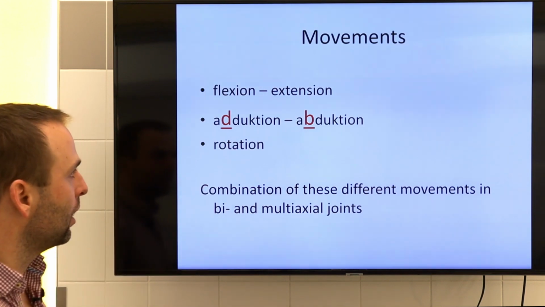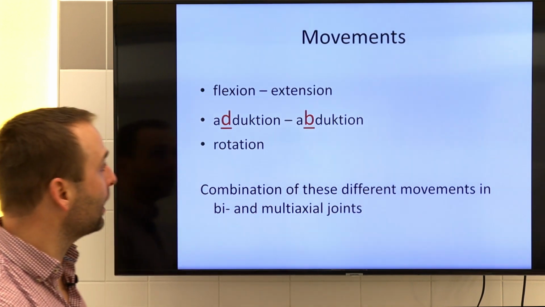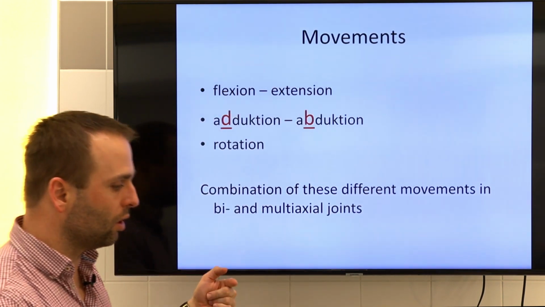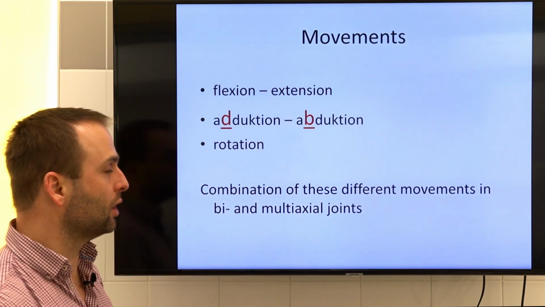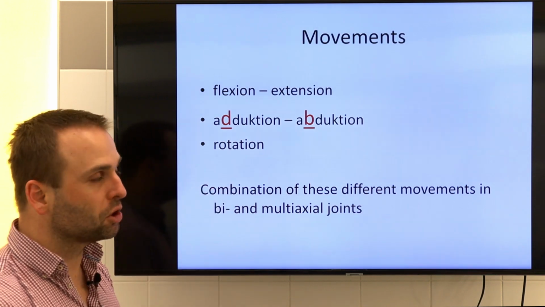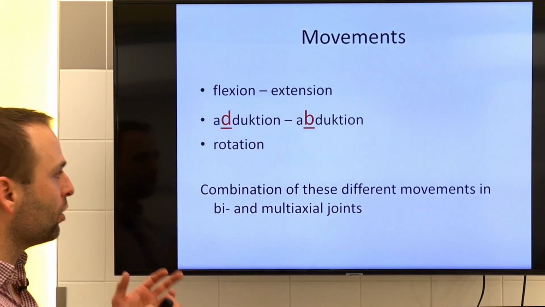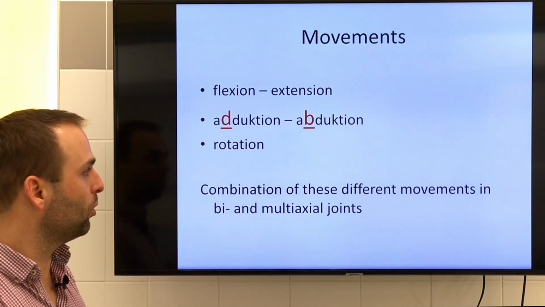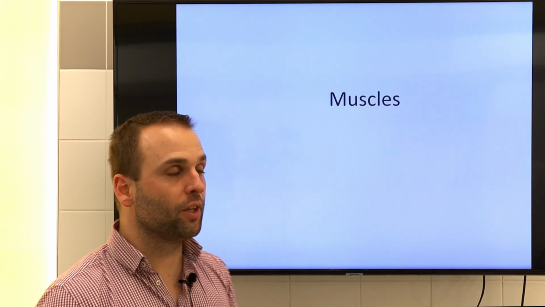These different movements are produced along different axes. Usually flexion and extension is performed around a transverse axis. Abduction, adduction usually uses a sagittal axis, and rotation should use a longitudinal axis. And you also can have the combination of these different movements in case of multi-axial, so ball and socket joints. This concludes the first part of the lecture.